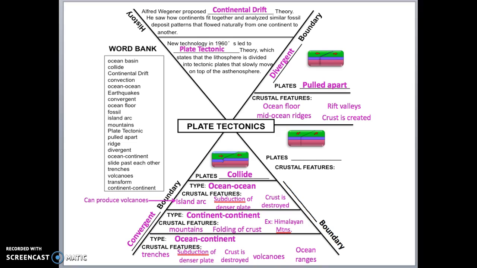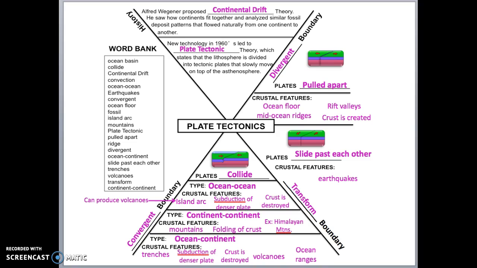The final type of boundary is transform. Like the song, transform plate boundaries slide. These are boundaries that are sliding past each other. Notice the arrows are pointing in different directions. They're sliding past each other. The crustal features that are created at these boundaries include earthquakes. So it's not really a feature, but an effect.